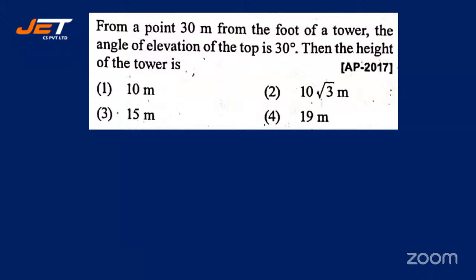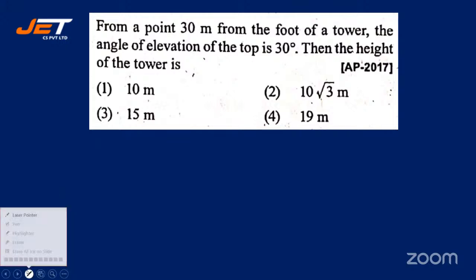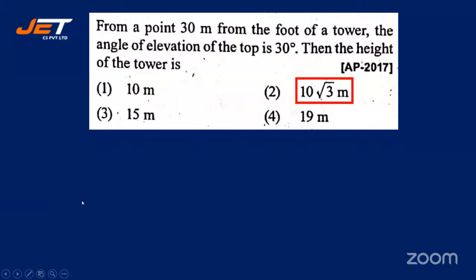From a point 30 meter from the foot of a tower, the angle of elevation of the top is 30 degrees. Then the height of the tower is dash. Here I actually wanted to work out, but I'm not able to do it because PPT is not supporting the board. So let's see the question again. So what is the height of the tower?